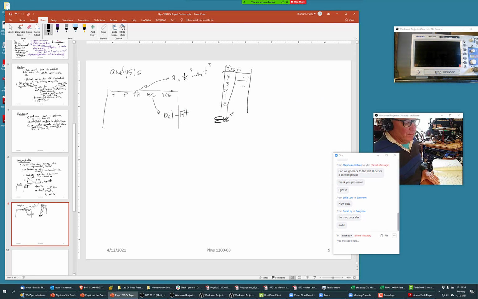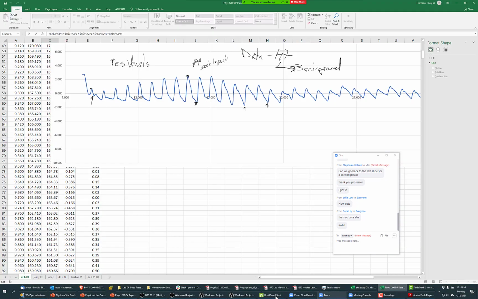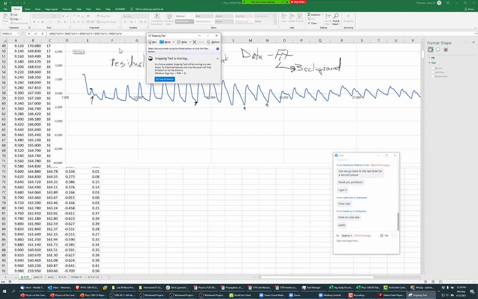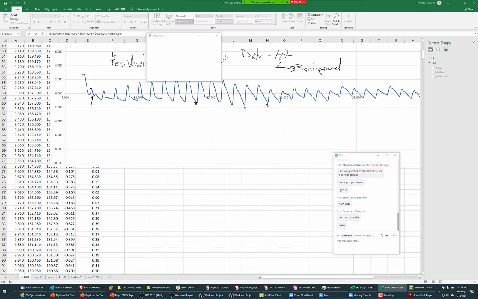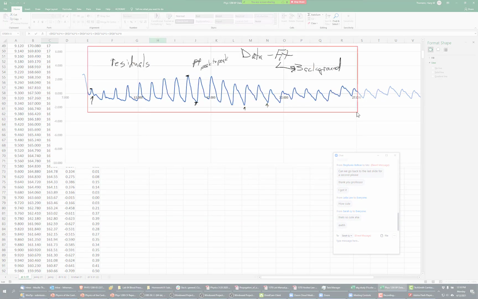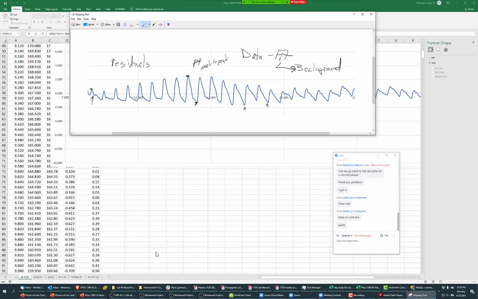So let's see. Let's just, so the notes can look better. I want, where is it? I'm looking for my screens, snipping tool. Okay.